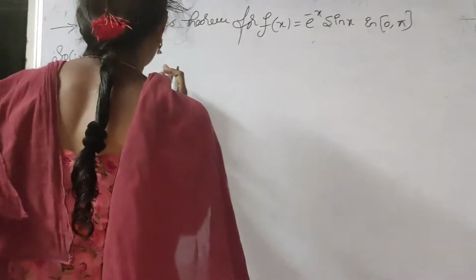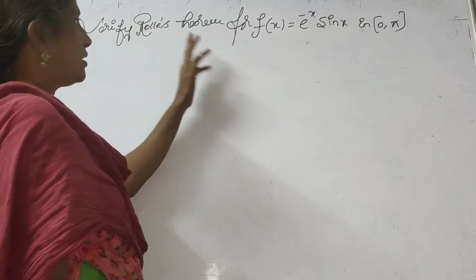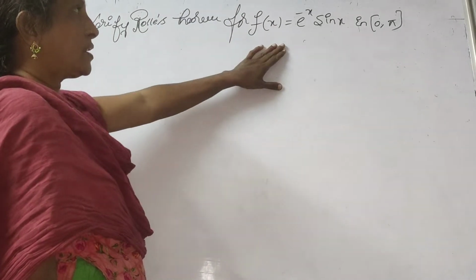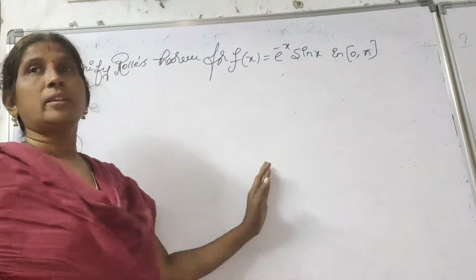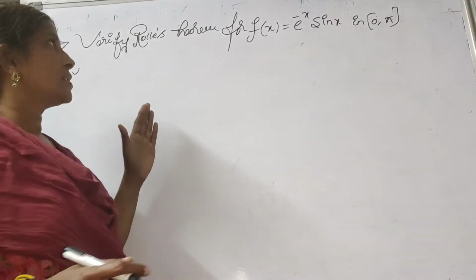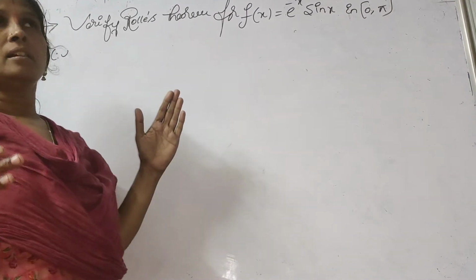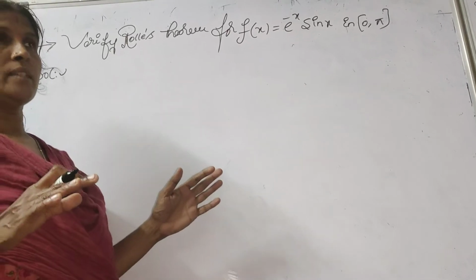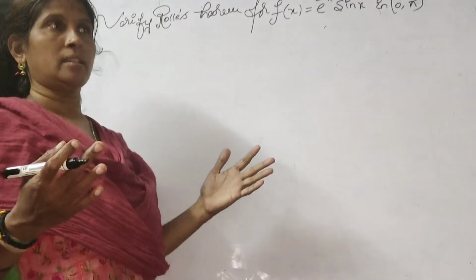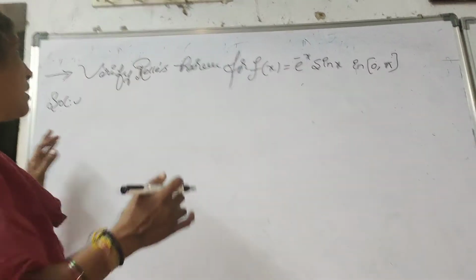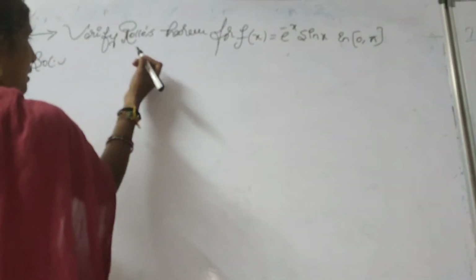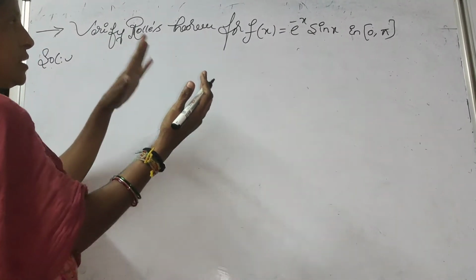Niti. Now today we are going to verify Rolle's theorem for f of x equals e power minus x sin x in the interval 0 comma pi. Rolle's theorem states that the function satisfies continuous and derivable, that is f of a equals f of b. Here Rolle states that the function is continuous and derivable.